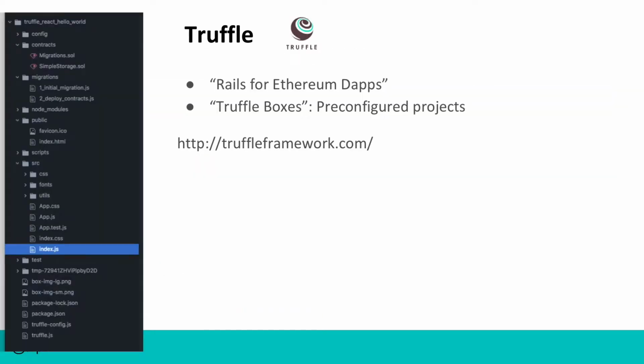So Truffle, like I mentioned, is a Rails-like framework for Ethereum-based apps. What's really nice is Truffle comes with these things called Truffle boxes. Truffle boxes are pre-configured projects. So if you say, I want React, which is a very popular JavaScript client-side framework these days, Truffle has a React starter box. So you say, unpack Truffle React, and it'll actually set up a project that looks like this.